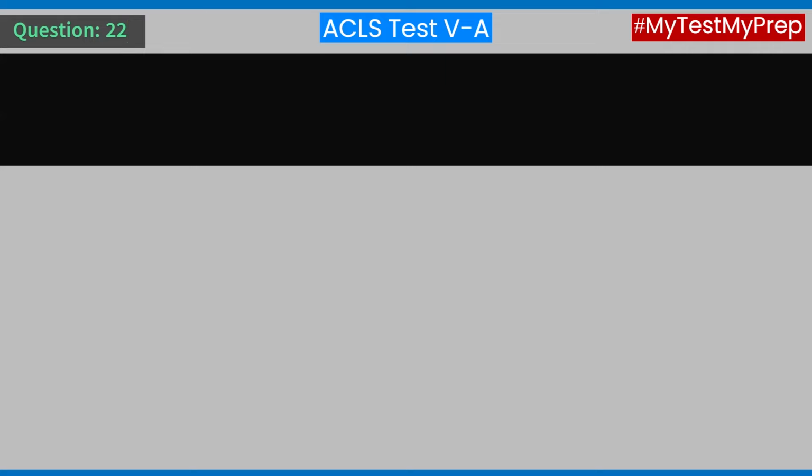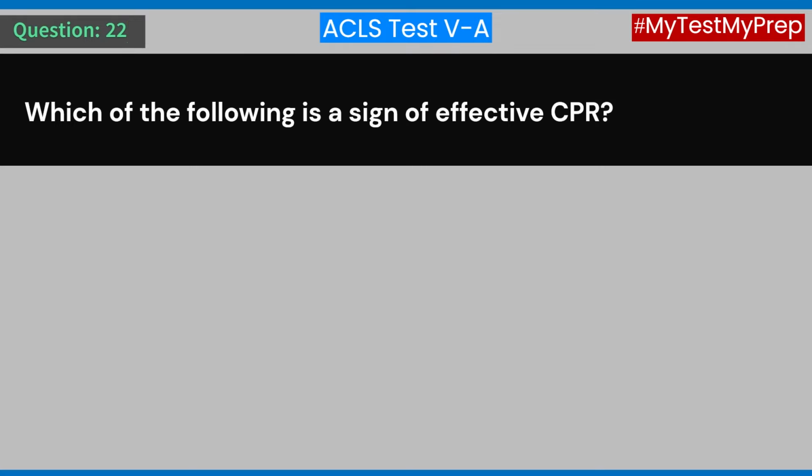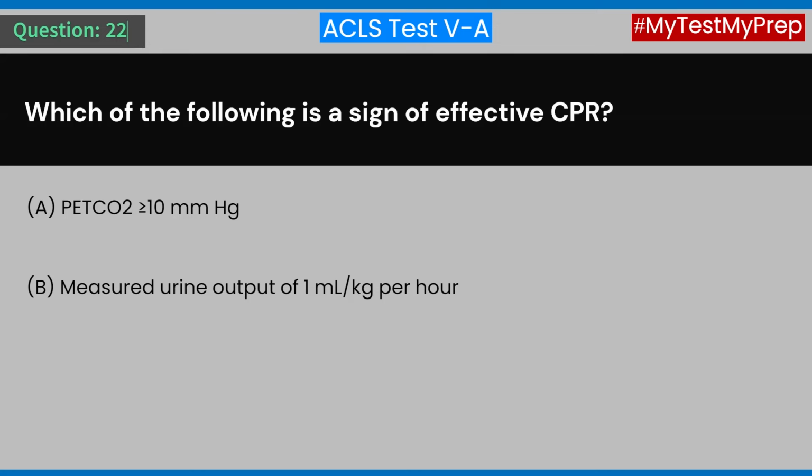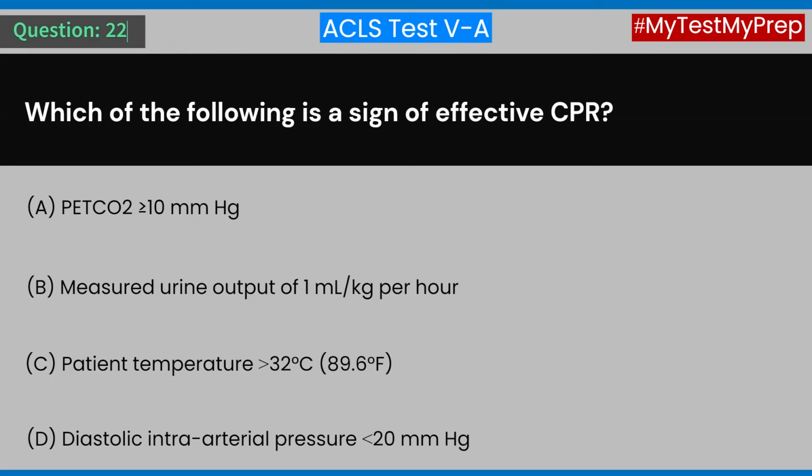Question 22. Which of the following is a sign of effective CPR? A. PETCO2 greater than or equal to 10 mm of mercury. B. Measured urine output of 1 milliliter per kilogram per hour. C. Patient temperature greater than 32 degrees Celsius (89.6 degrees Fahrenheit). D. Diastolic intra-arterial pressure less than 20 mm of mercury. Answer A. PETCO2 greater than or equal to 10 mm of mercury.